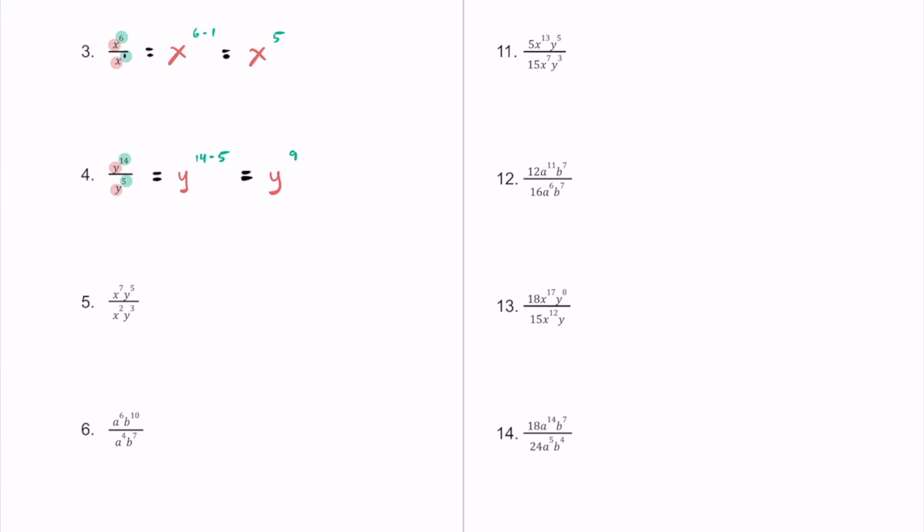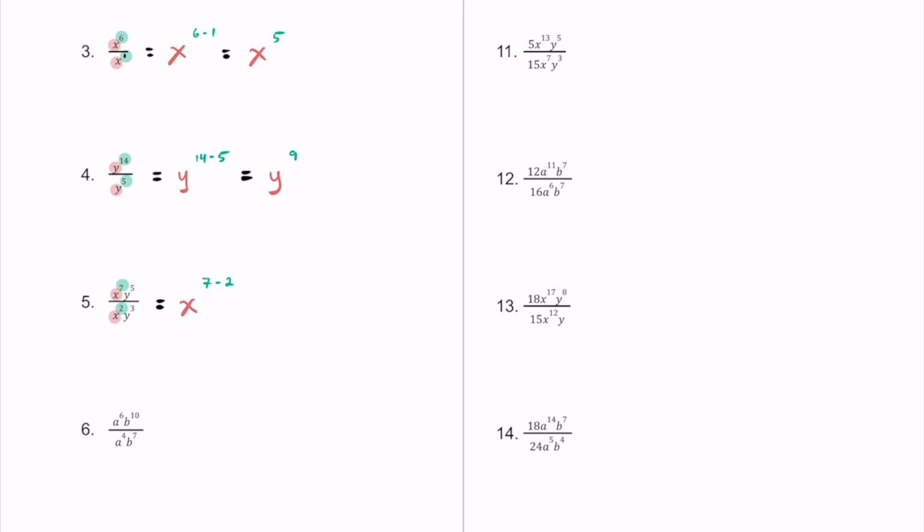For number five, we have a slightly more complicated expression here. Now, keep in mind that we can keep using that quotient rule as long as we have common bases. So let's take a look at this x and x here. Since they have the same base, we can rewrite it as one base as long as we subtract their exponents from each other. So rewriting this part, we're going to have x raised to the 7 minus 2 power. That's going to be for the x base.